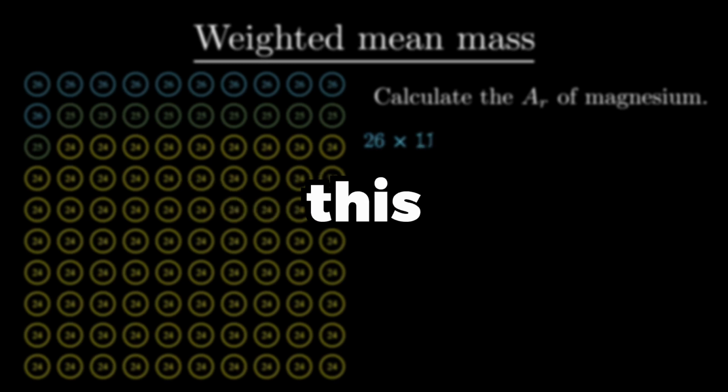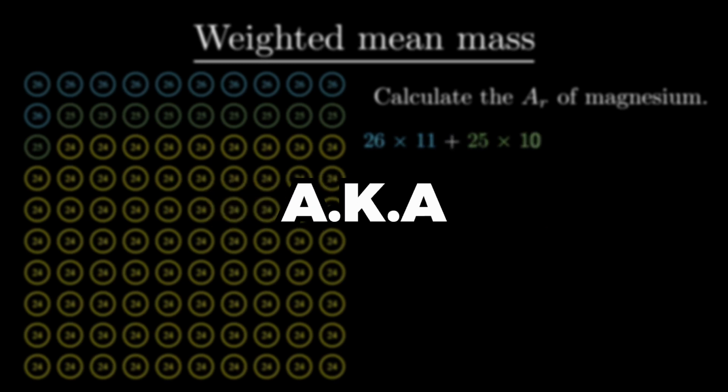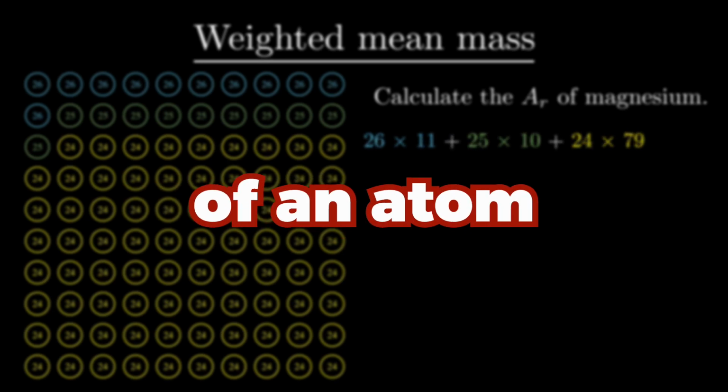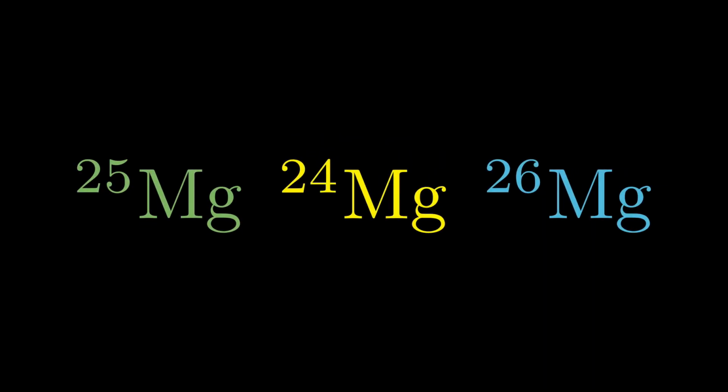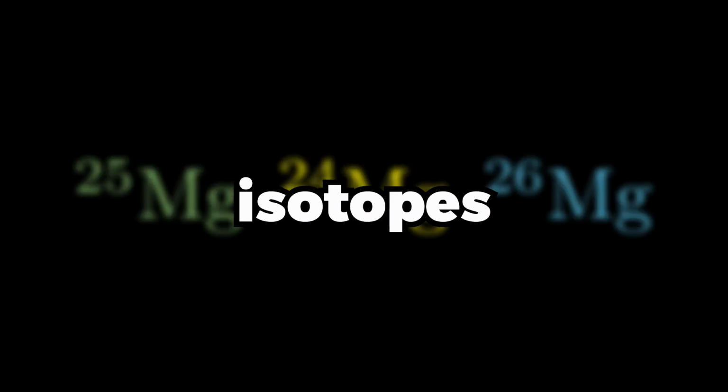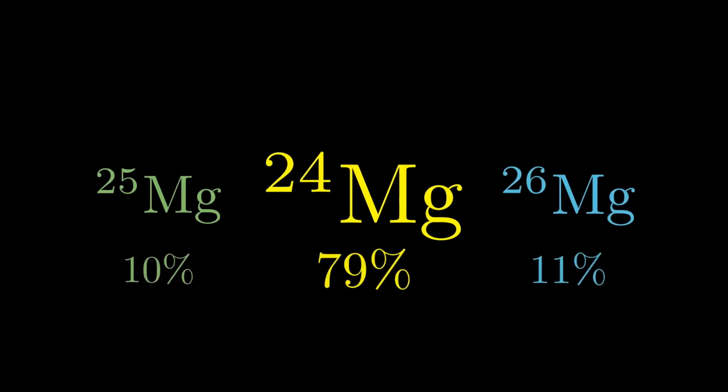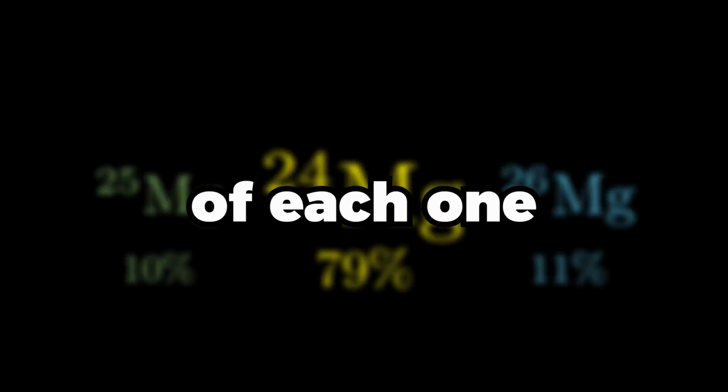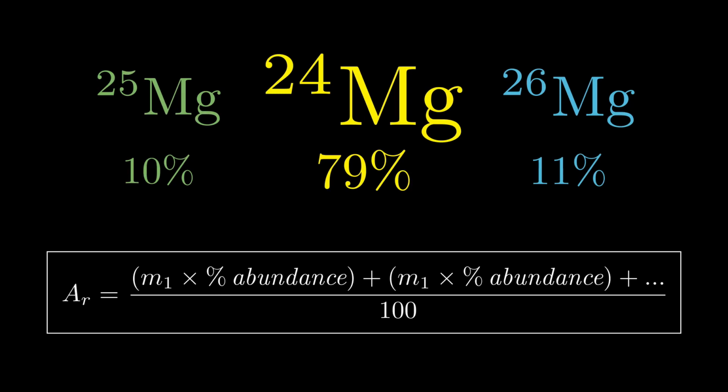To calculate this atomic mass, aka the average mass of an atom of an element, we would look at all the stable atoms that an element can have. In other words, all stable isotopes. Then, see how common each of them is, i.e. look at the abundance of each one, and plug this all into the formula. Let me show you how it's done.